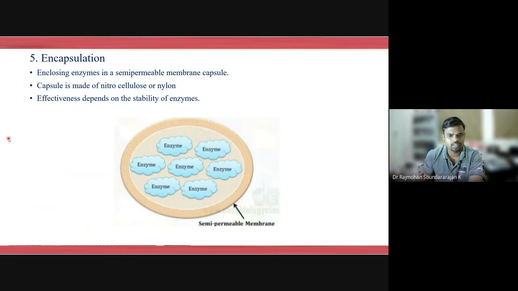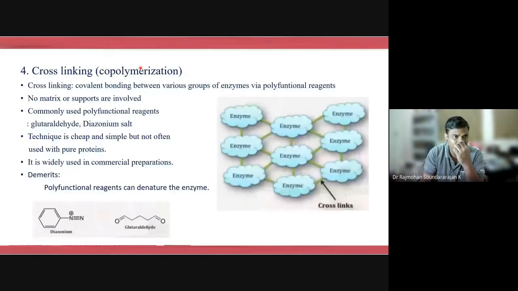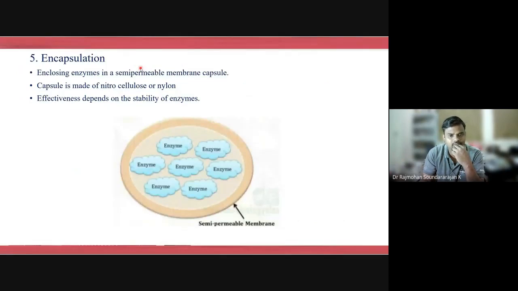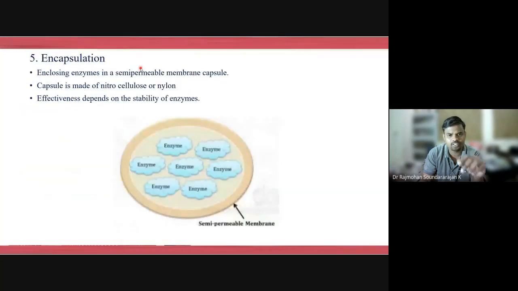So another method is the encapsulation method. Enclosing the enzymes in a matrix: encapsulation, we have seen entrapment already, and encapsulation is different. In entrapment, we are capping each enzyme on different sides of the matrix. But here it is totally surrounded. It's like a jail. We are encapsulating it into a thing.